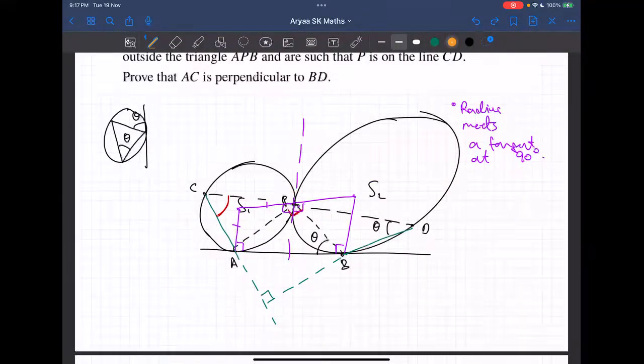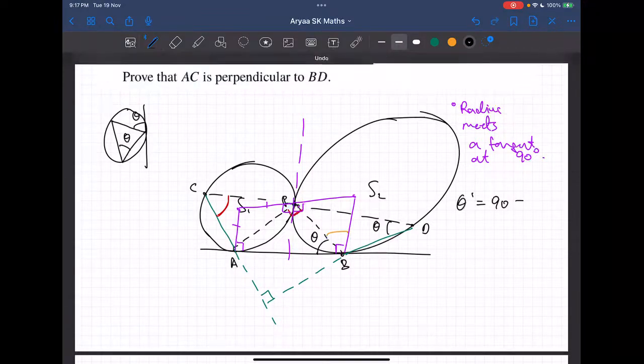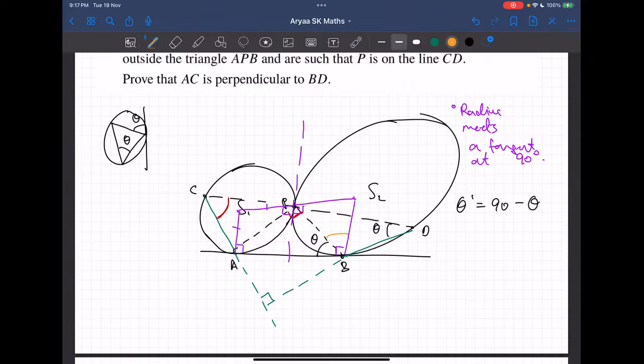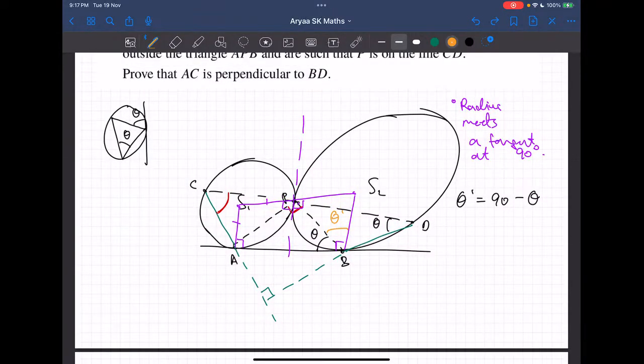So let's use a different color. Okay, so this angle is a right angle. And therefore, we can say that this angle will be, I'm going to say just theta dash equals 90 minus theta, because we're going to be alternating between theta and theta dash quite a lot. So I'll just say this is theta dash. Okay, easy enough. And now we can use the fact that this forms an isosceles triangle to get this angle is also theta dash. Nice. Now we know this angle would be theta as well.